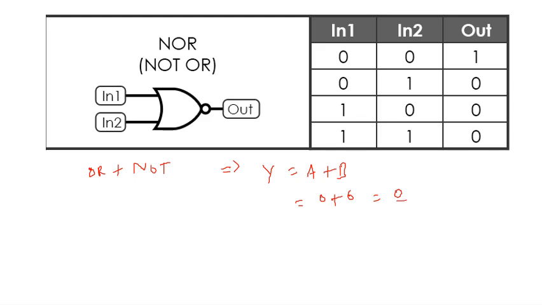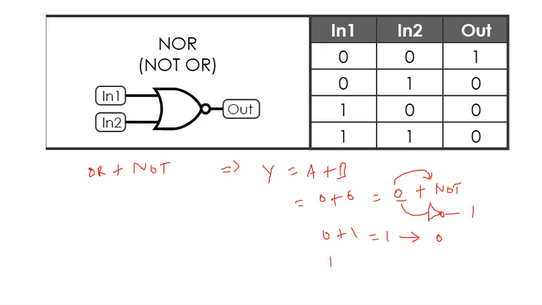OR gate answer here is 0, plus you are going to put a NOT gate here. NOT gate means this is complementary. This as an input will be given to NOT gate. So 0 here is 1. Next one, similar concept here, 0 plus 1 here is 1. 1 complement here is 0.